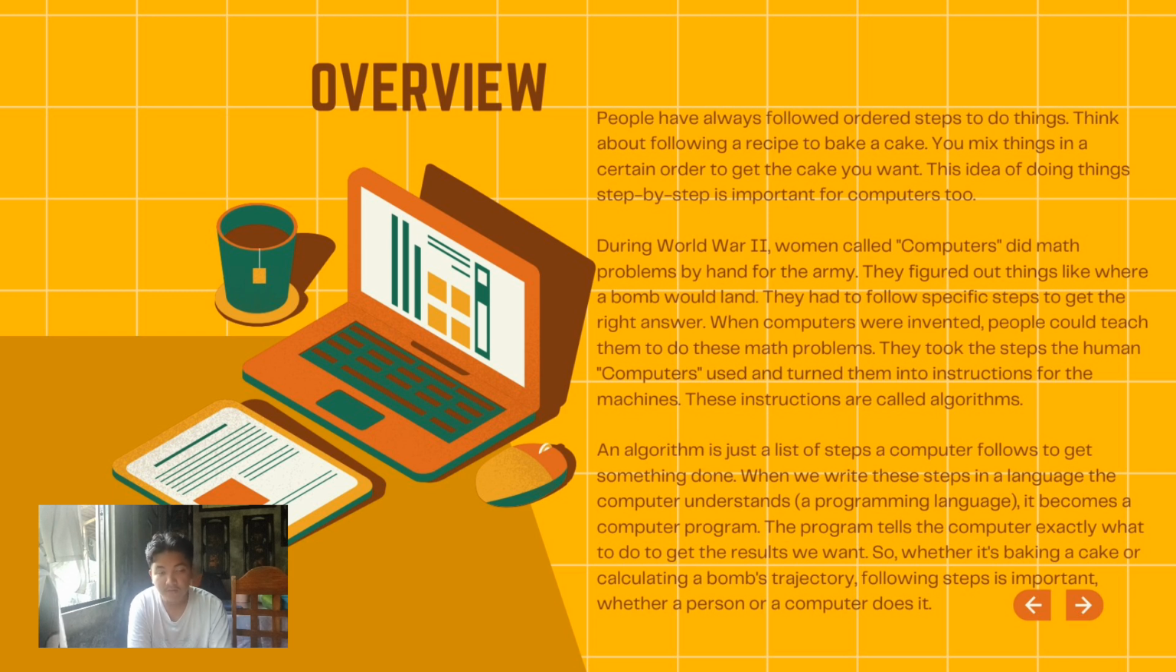These instructions are called algorithms. An algorithm is just a list of steps a computer follows to get something done. When we write these steps in a language the computer understands, a programming language, it becomes a computer program. The program tells the computer exactly what to do to get the results we want.